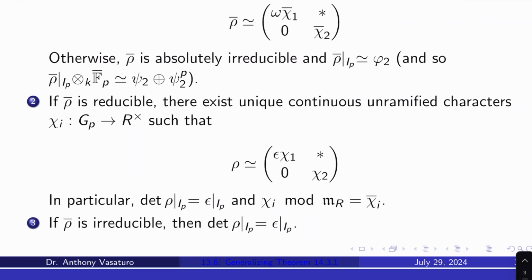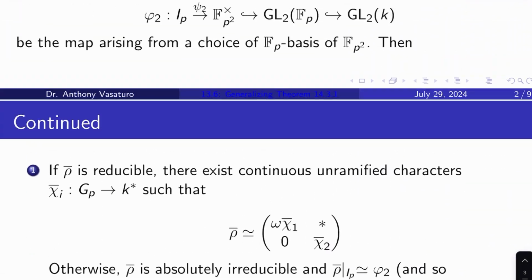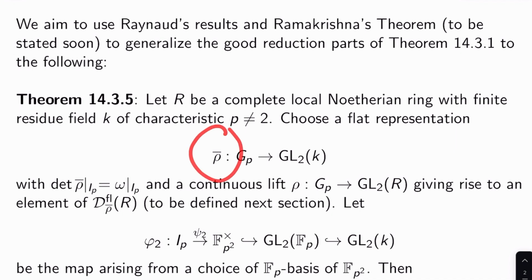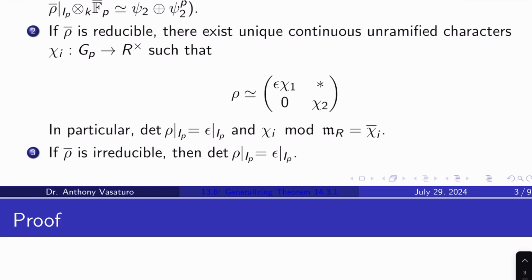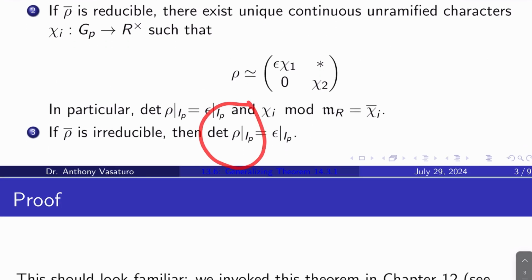So again, what is the statement? If you have your flat representation here with cyclotomic determinant, then the determinant of rho restricted to I_p, where rho is some flat lift of rho bar, is just cyclotomic.